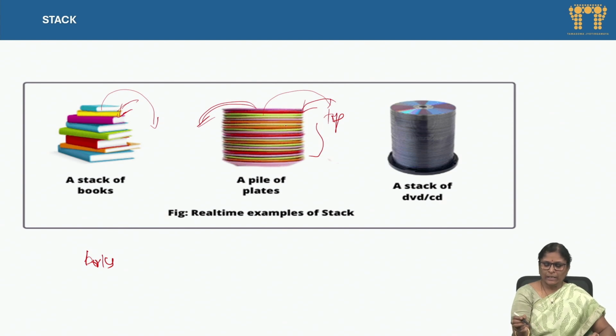And the third example is a stack of DVDs or CDs. You have a stand like this, right? If you add any CD, you can only add it from this end called the top, right? And if you want to delete it, you cannot delete from the bottom because the bottom is already closed. You cannot remove it. So only one end is utilized for both addition and deletion.